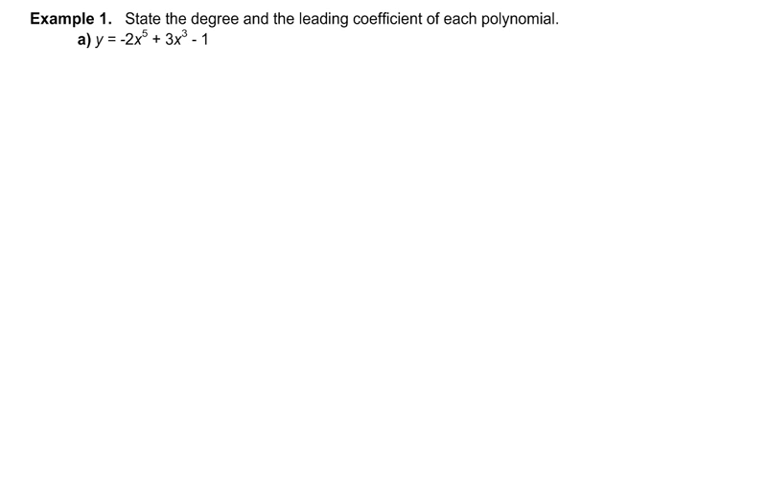Okay, I just want to go over the degree and leading coefficient for polynomial functions. And just to recap, the greatest power of x in a polynomial function will represent the degree of that function. So if you look at example 1a here, the highest power of x in this case is 5. So this would give us degree 5.